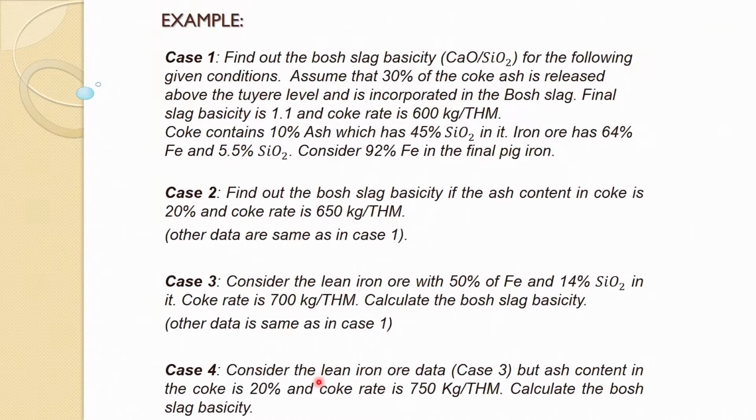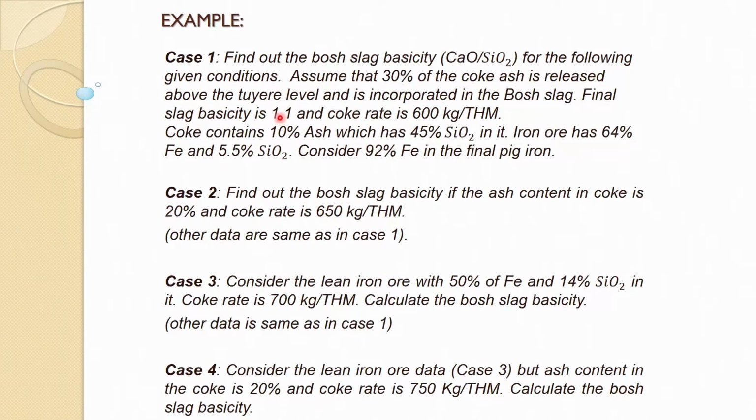So, now we will come to the example which we were talking about. Let us have a general thing first. Find out the Bosh slag basicity, that is CaO to SiO2 ratio, for the following given condition. Assume that 30% of the coke S is released above the tuyere level and is incorporated in the Bosh slag. Final slag basicity is 1.1.